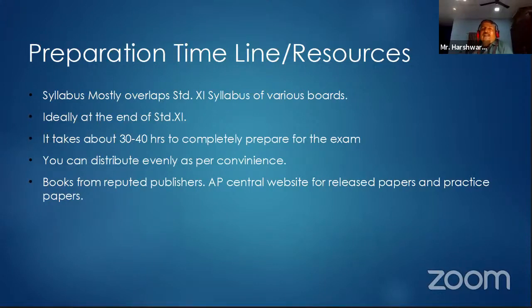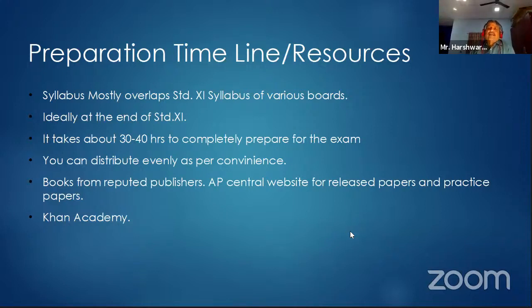Also do refer to the AP Central website for the released papers. I think there are 2 or 3 exams which they have officially released, and all the FRQs for the past 10-15 years are available on their website. So you can do a lot of practice as far as the FRQs are concerned. The free response questions are all available on the AP Central website. And finally, you can always refer to Khan Academy as well. There is a lot of material on websites such as Khan Academy.